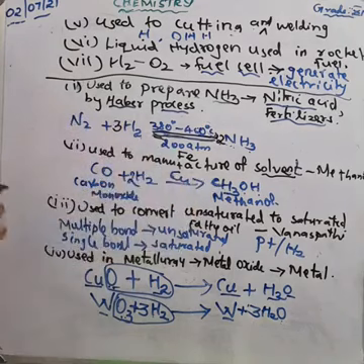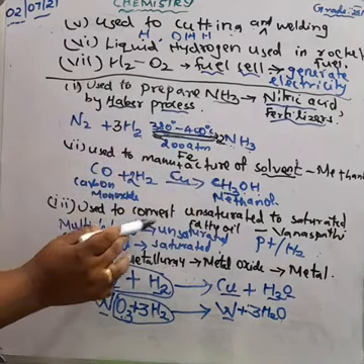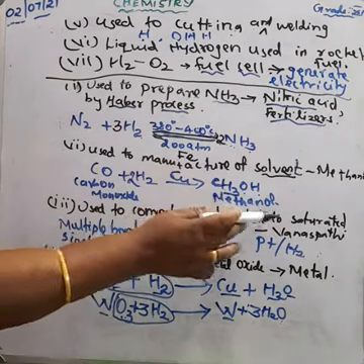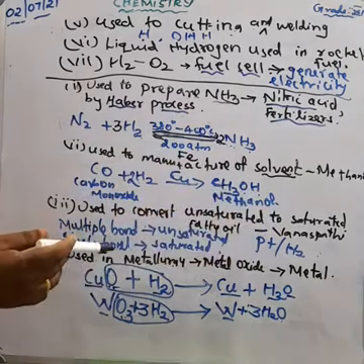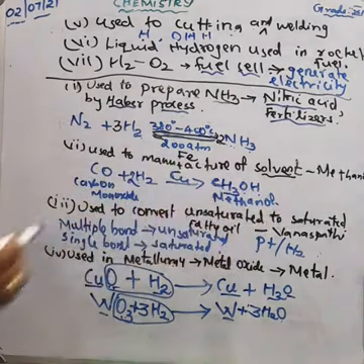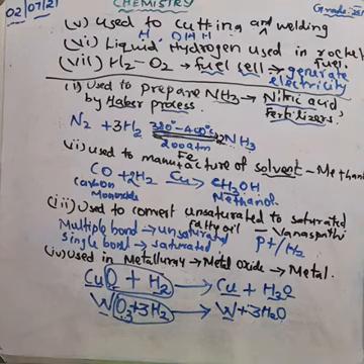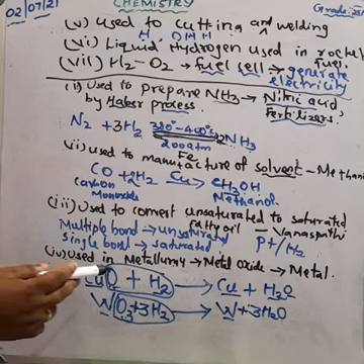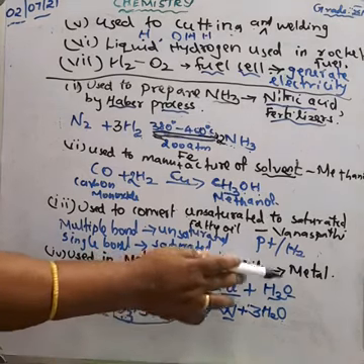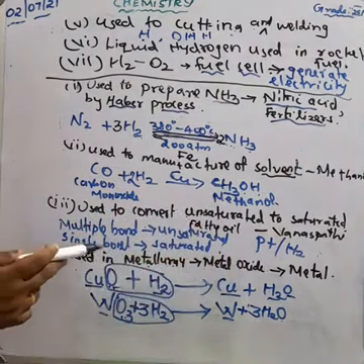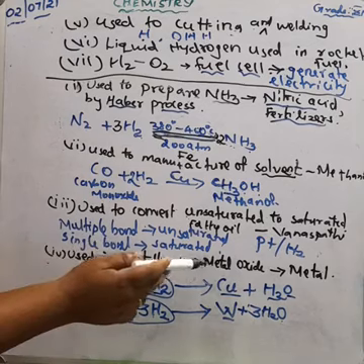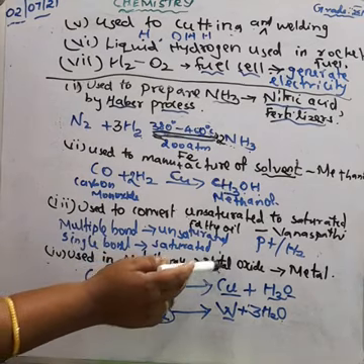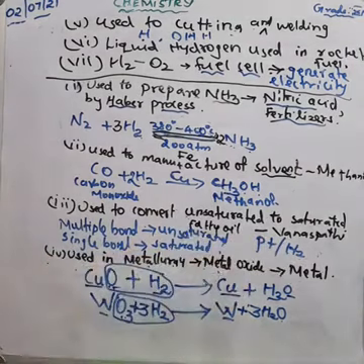What is the third use? It is used to convert the unsaturated fatty acid to saturated fatty acid. Okay, and what is the fourth use? It is used in metallurgy to reduce metal oxide to metal.